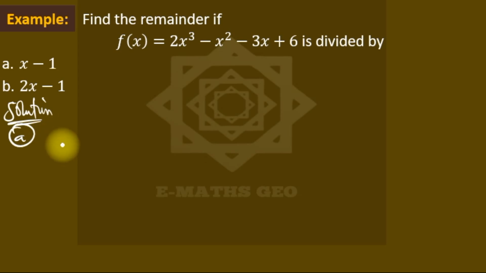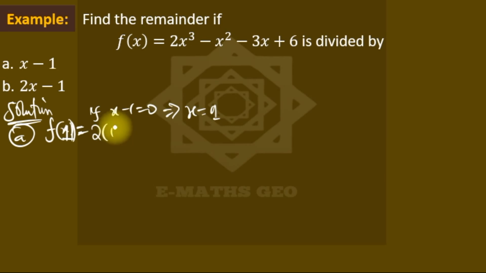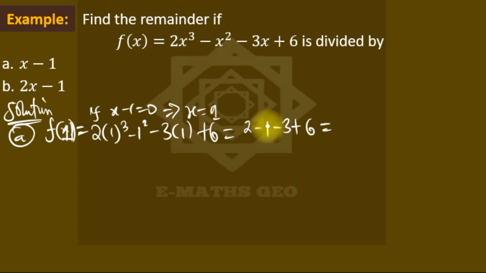For the first one, they gave us f(x) to be that. If x minus 1 equals 0, this implies that x is 1. So if you now substitute x as 1, we have 2 times 1 cubed minus 1 squared minus 3 times 1 plus 6. So we have 2 minus 1 minus 3 plus 6, which is 4. So you see that the remainder that you get by dividing this by x minus 1 is 4. That's the advantage of the remainder theorem. You don't need to waste time using long division.